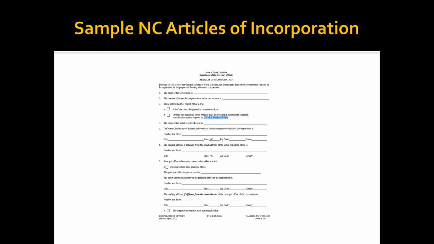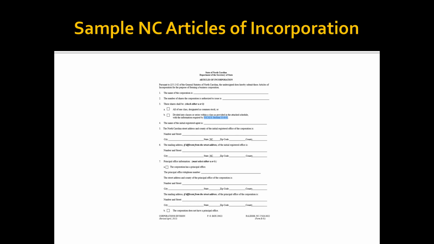All right, there is a quickie sample of one of the first pages of an Articles of Incorporation. And this is for North Carolina. You'll see it says the name, the number, and the shares of incorporation that are issued. Are there multiple classes? And if there are, you've got to describe them. Your address of your registered office, your agent, your mailing address, your principal office, number of streets.